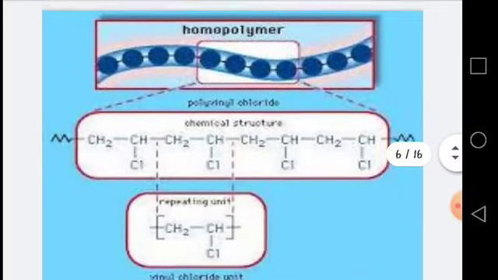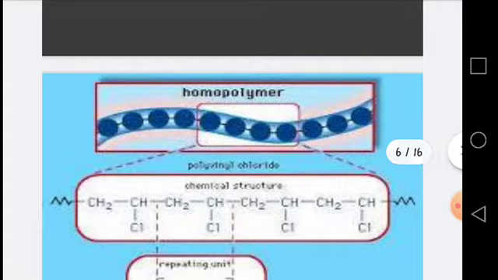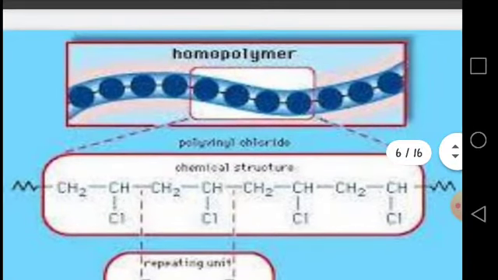This is the illustration for homopolymers. You can see from this illustration that the same types of beads are combined together and form a long chain of homopolymer. You can see all these monomers are of the same type.